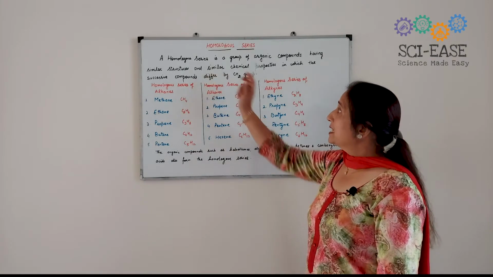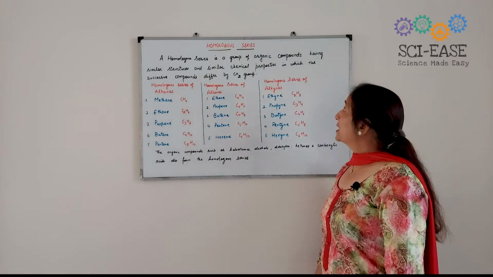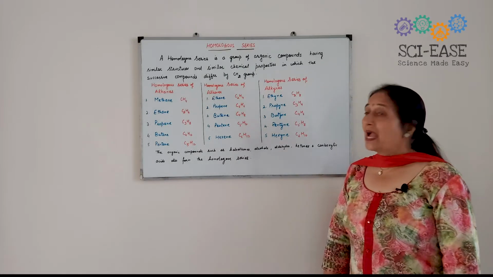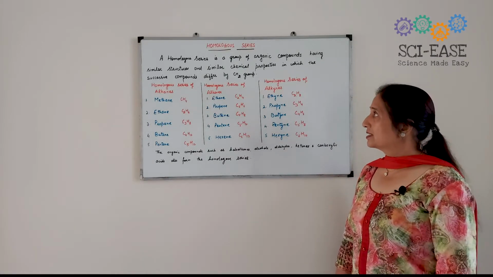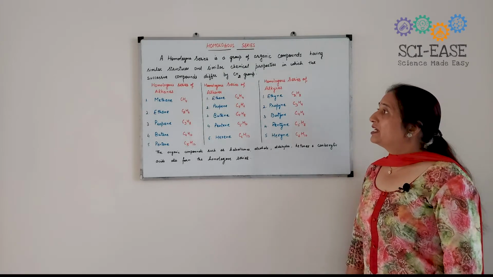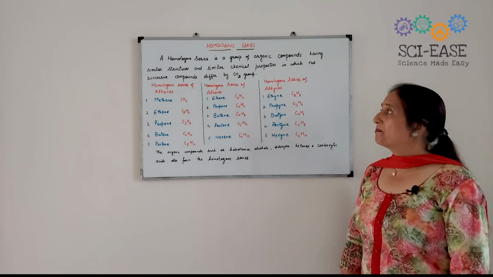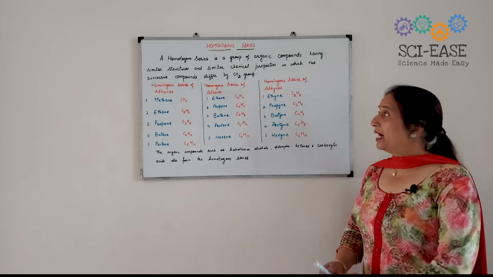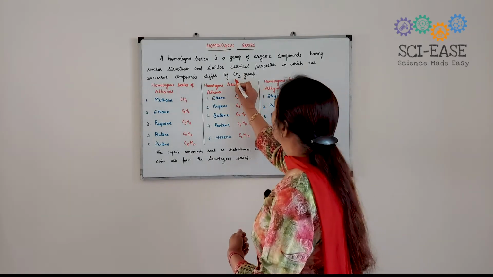A homologous series is a group of organic compounds having similar structures and similar chemical properties in which the successive compounds differ by a CH2 group.